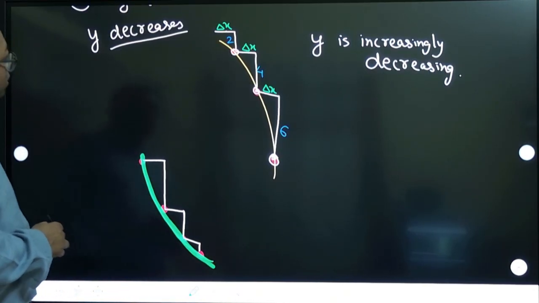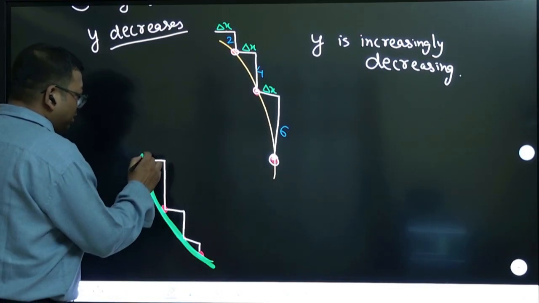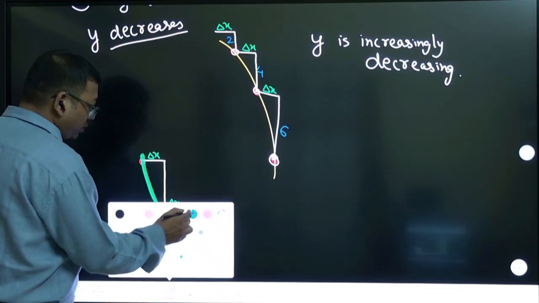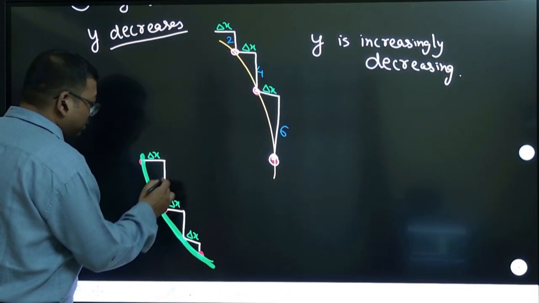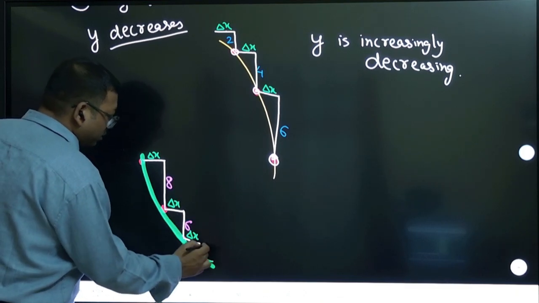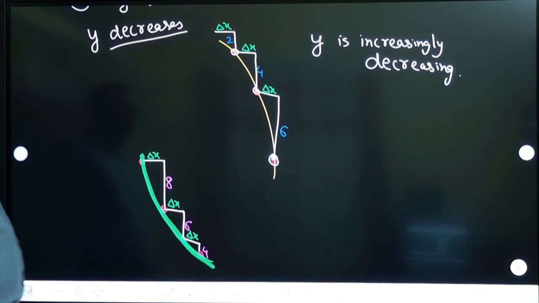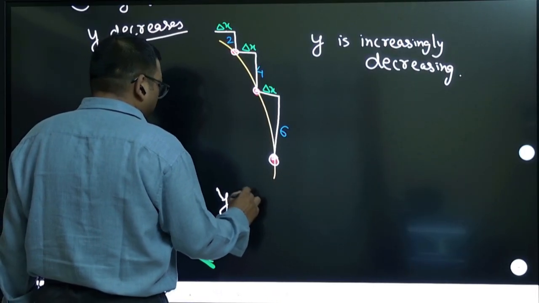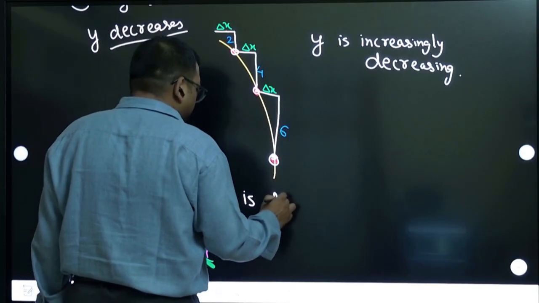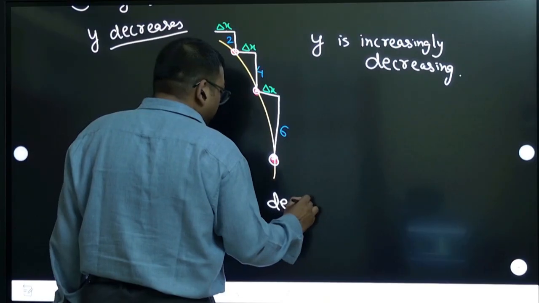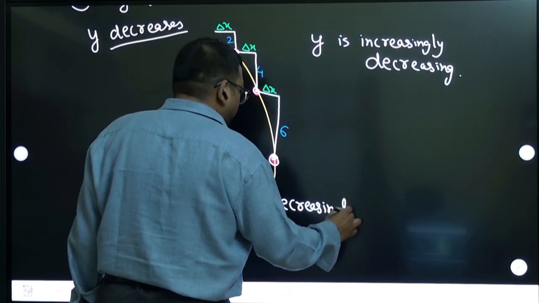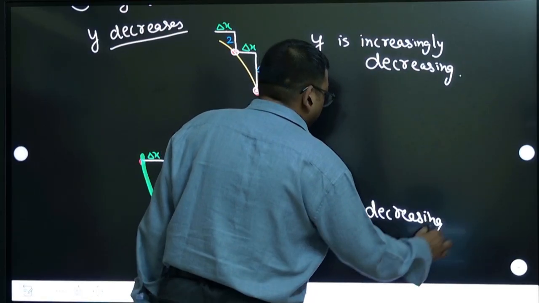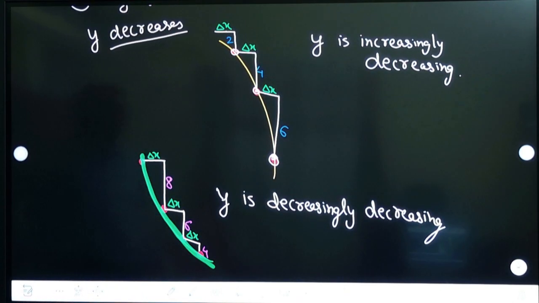Here again delta x we can take, same delta x is there, but delta y is different. In the first case delta y, let us say, was 8, then 6, then 4, correct? So y is decreasingly increasing in this case. Sorry, decreasingly decreasing, right? Decreasing only, but decreasingly decreasing.